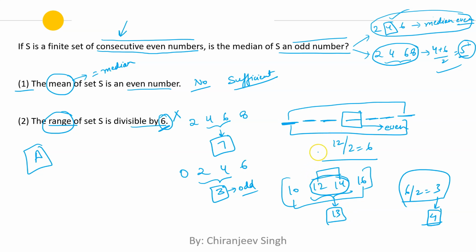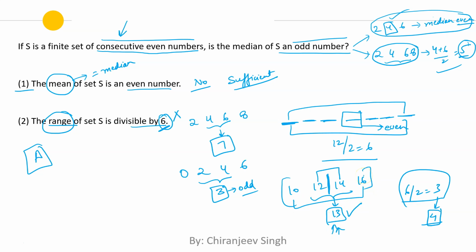Then I realized, okay, basically the average of these two numbers has to be the number that is in between them, right? The average of any two consecutive even numbers is always going to be the middle number. So that is definitely going to be odd, right? Because between two even numbers, there will always be an odd number. Oh, so that's why I was always getting this odd whenever the range is 6.